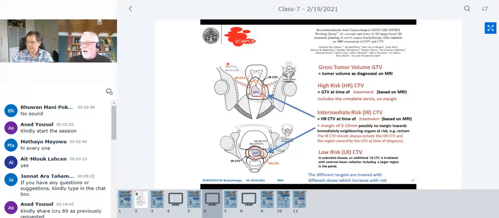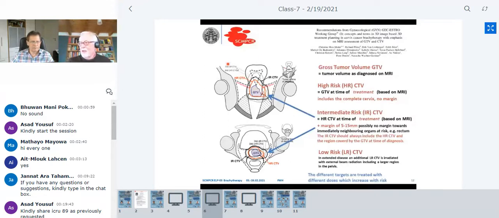At time of treatment, we will define a high-risk clinical target volume, a high-risk CTV. This contains the gross tumor volume at time of treatment, and this should be based on MRI. It always includes the complete cervix and has no margins. Then we define an intermediate risk CTV, which includes the high risk CTV. So this here is our high risk CTV, and our intermediate risk CTV includes this. It's a black line. It is the high risk CTV plus a margin of 5 to 15 millimeters. The 15 millimeters are normally valid here in the lateral region towards the parametria, which one expects may be more infiltrated. And there are possibly no margins towards organs at risk like the rectum or the bladder.